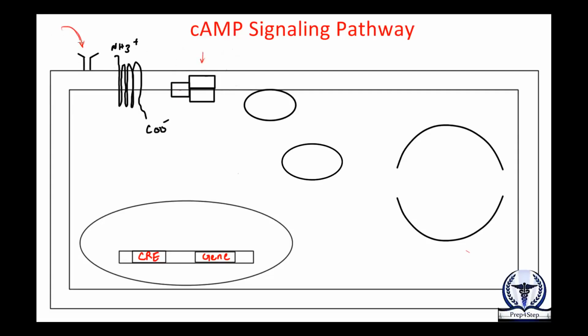Okay, so any of those endocrine hormones that we talked about can stimulate a receptor. This receptor, in turn, is bound to a transmembrane protein. This transmembrane protein, once activated, is going to stimulate the G protein. This right here is the G protein that we're talking about. It is a trimeric protein, meaning it has three subunits: alpha, beta, and gamma.